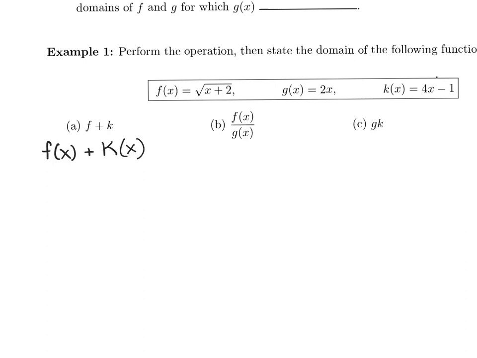And you may or may not be able to combine like terms. When I substitute in, I'm going to put everything in parentheses. And then I look and see, are there any like terms that I can combine? And the answer is no, because the radical of x plus 2 cannot be combined with the 4x minus 1. So I'm going to put the 4x minus 1 out front.